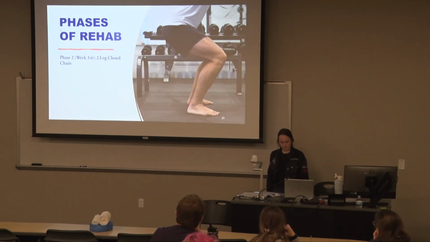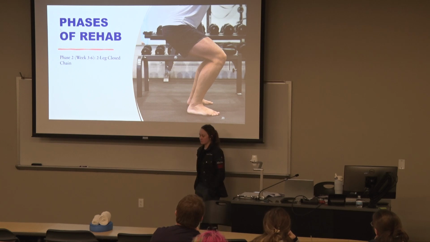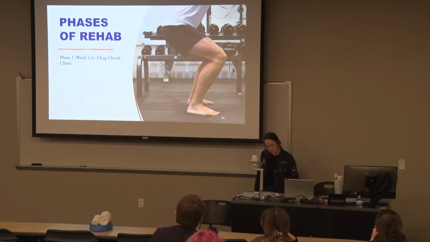So this would be something for like phase 2. 2 leg closed chain exercises. So closed chain is where your limbs are connected to a surface. So like, for instance, a squat would be closed chain because your feet are touching the ground. So for weeks 3 to 4, you could do some mini squats, or you could do the leg press.